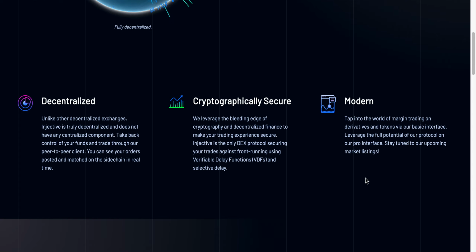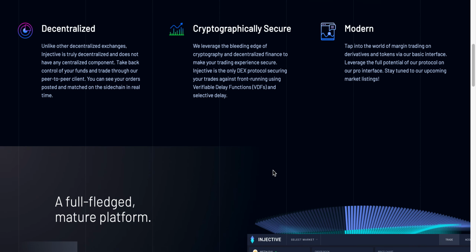Step into the world of margin trading on derivatives and tokens via our basic interface. Leverage the full potential of your protocol on our pro interface. Stay tuned for our upcoming market listings.